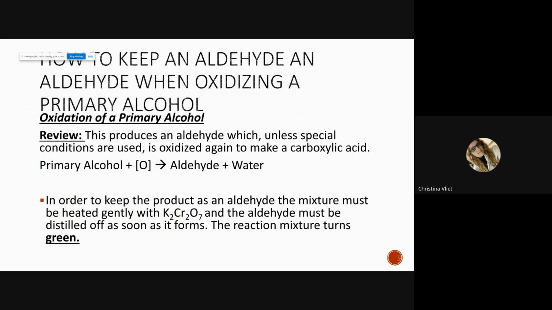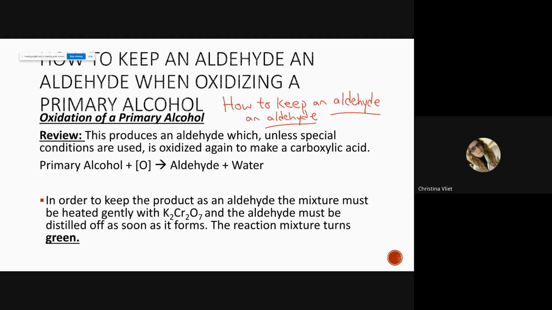So I had mentioned in passing to write down the word distill. Primary alcohols would turn to aldehydes, and those aldehydes would turn into carboxylic acid. But this procedure outlines how to keep an aldehyde. Meaning, how do we stop the aldehyde from becoming a carboxylic acid? And we're going to go deep into the recesses of our memory.